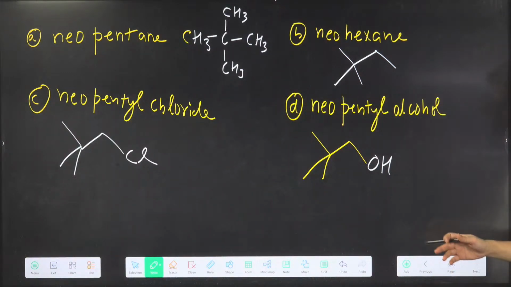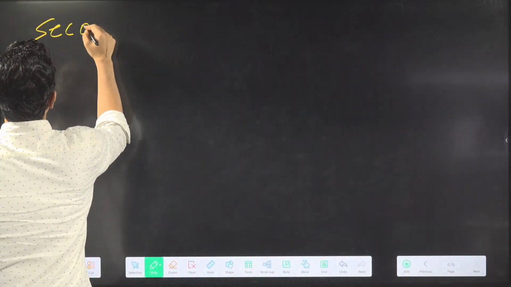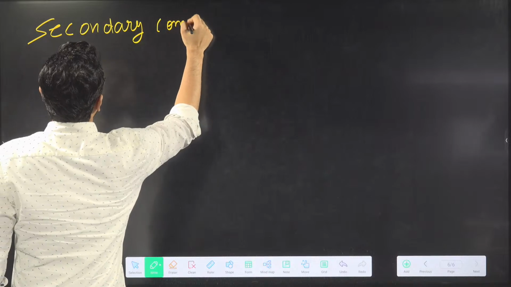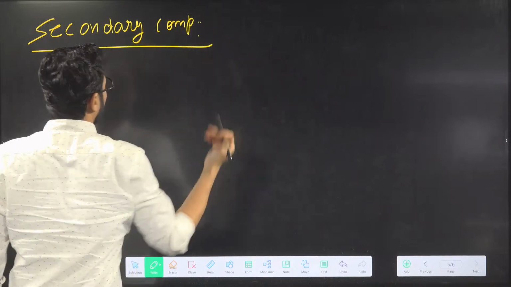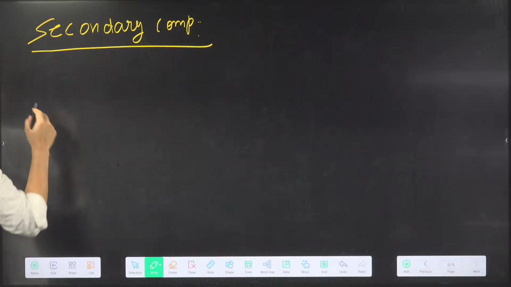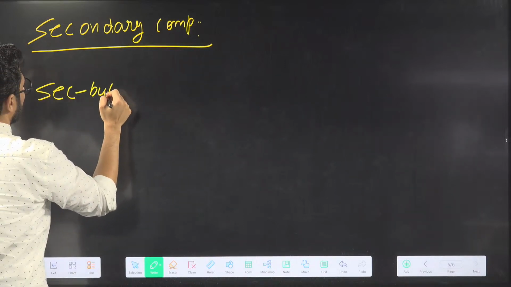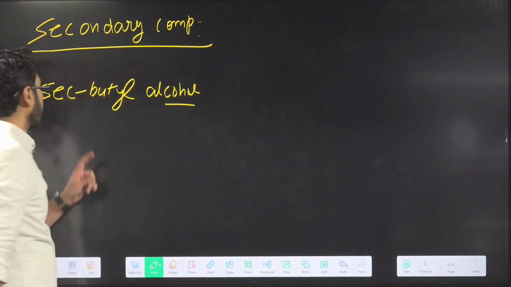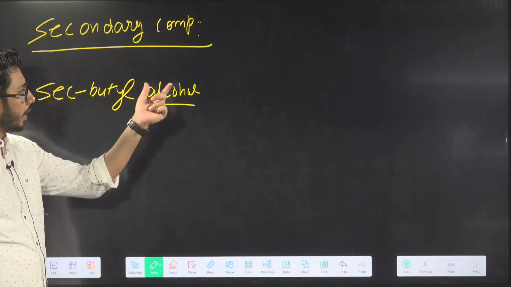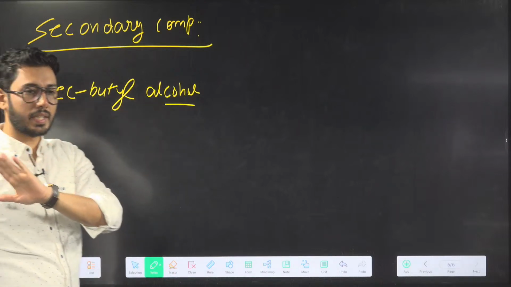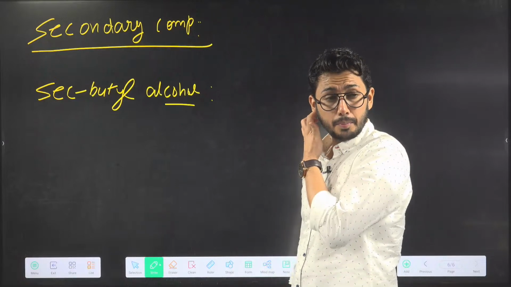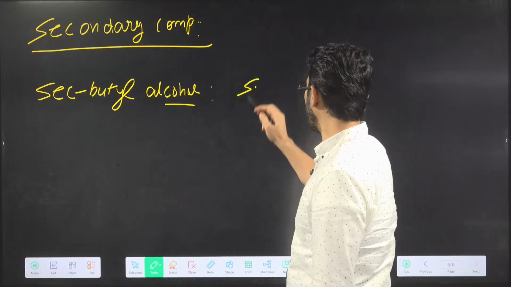Clear up to this point? Next one, secondary compounds. In secondary compounds you will get only one example always, that is sec with butyl. Sec butyl alcohol, suppose. As the name says, sec means secondary. So the alcohol will be bonded to the secondary carbon, that's it. That is the significance of the sec compound, and generally you will get it with butyl. Beyond it you will not get.